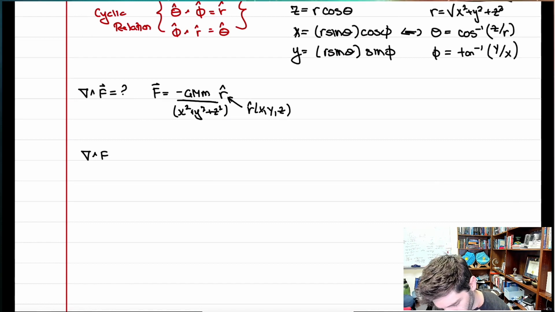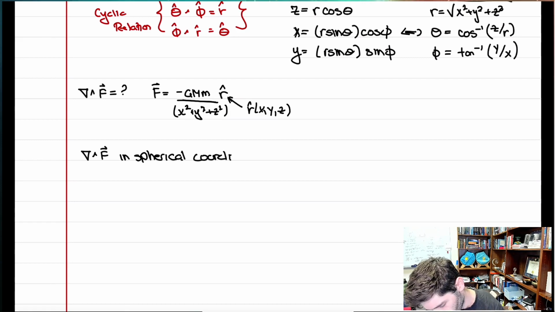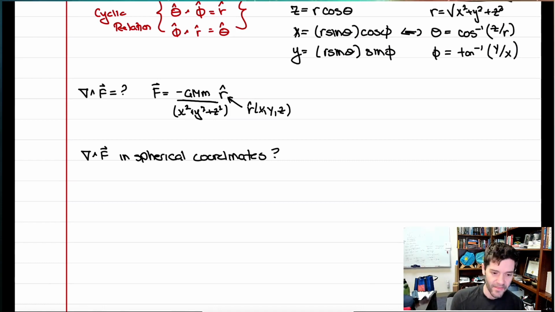So the question is, can I write this in spherical coordinates? Which can't simply be the same thing where you replace all the partials with partial r, partial theta, partial phi. There has to be a little bit more to it because the unit vectors are changing under time, when you have derivatives going on. In this case, there's no time derivatives, but nonetheless, you still have to be careful about how things are changing in space as you move around space.